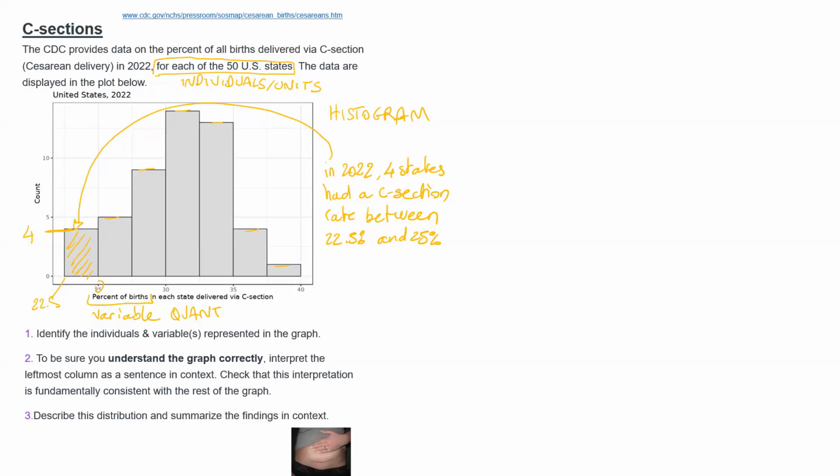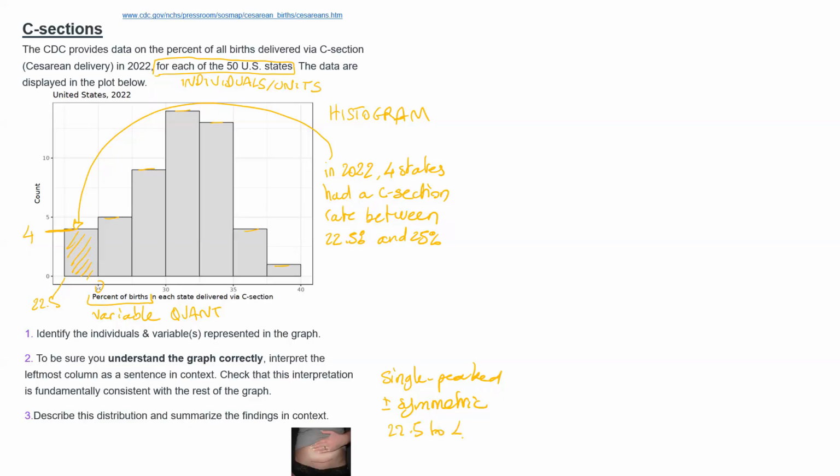All right, so now that we understand this graph, let's summarize the distribution. So we have a distribution that is single peaked. There is clearly just one lump here. It is more or less symmetric. The values range from, as far as we can tell on the graph, 22.5% to 40%.